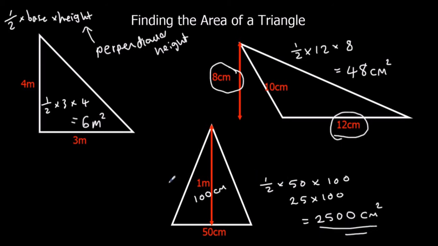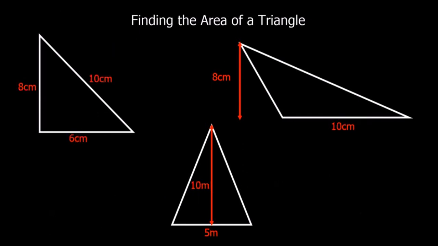I could have also done this question in meters, so I would have had to change this one to 0.5 meters. That would have given me half times half times 1. Half times a half is a quarter. So that would be 0.25 times 1, which is 0.25 meters squared. Okay, here's some more questions. Try them. Pause the video now, give them a go, and I'll go through the answers after.